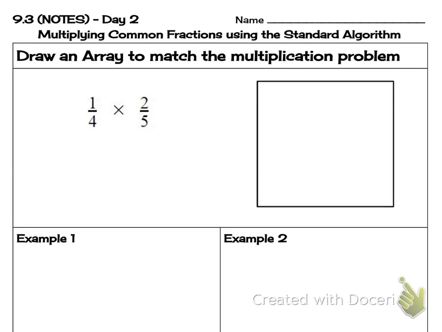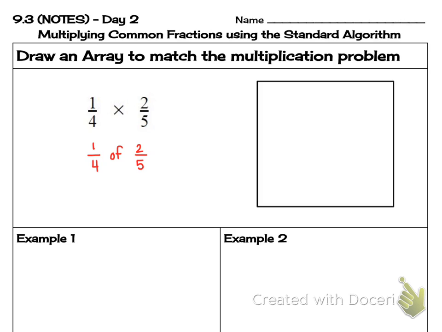Hello. Today we are going to spend another day multiplying common fractions using the standard algorithm. Let's do a quick review of what it looks like on an array. If we're taking 1/4 times 2/5, remember that actually means we are finding 1/4 of 2/5. So we're finding a part of a part.